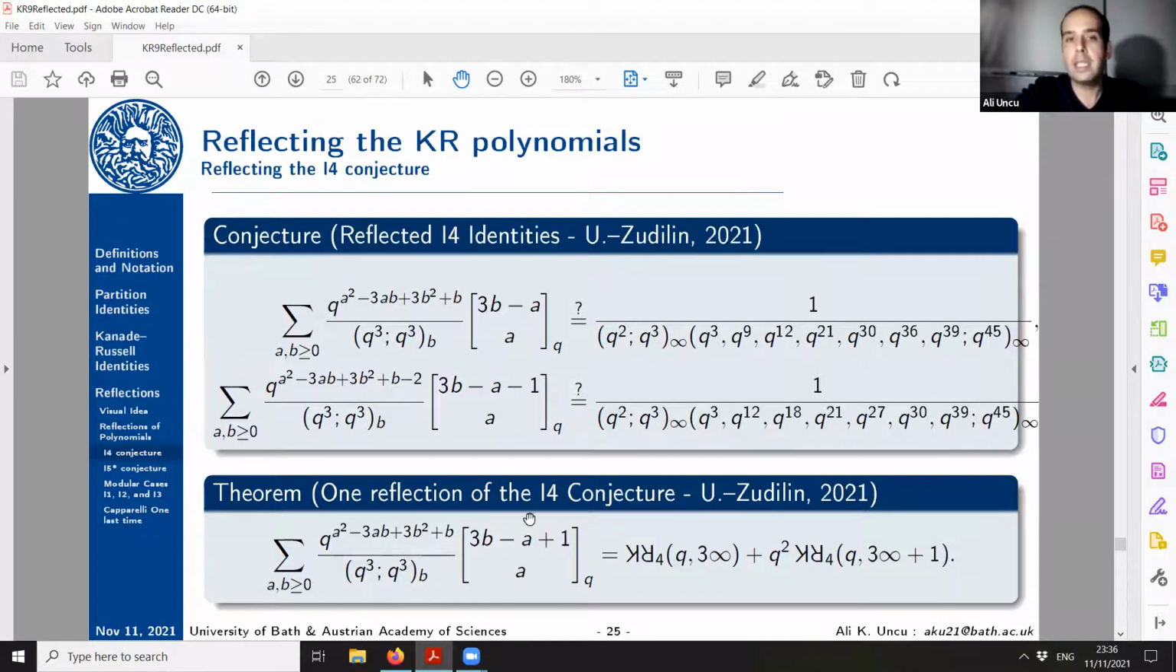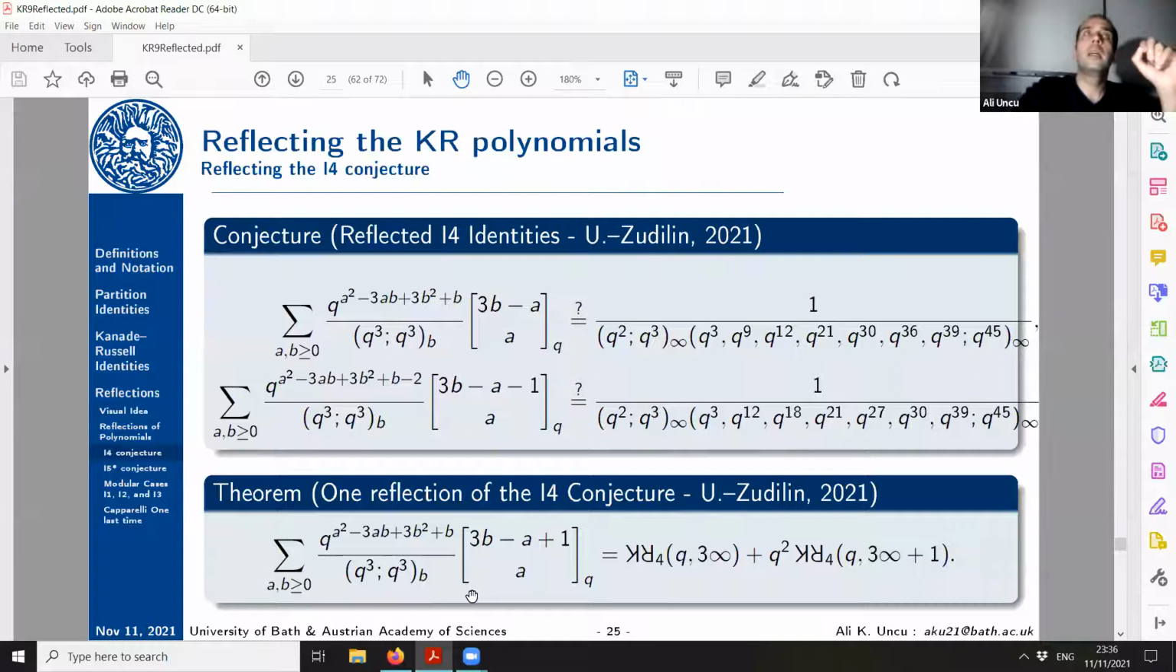We can prove that this sum side is equal to the sum of these two sum sides. But this is not showing that it's a product. Still, we don't have a product here. So from every conjecture, we get two more modulo 45 products.